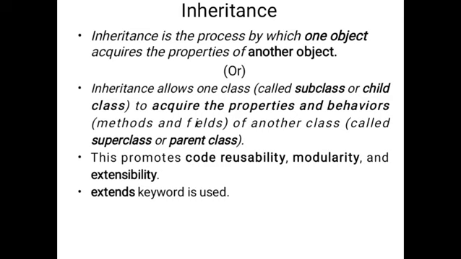Inheritance is the process where one object acquires the properties of another. So one object is the parent class, and another object is the child class. Part A is a parent class, and part B is a child class. Inheritance is when one class, called the subclass or child class, acquires the properties, behaviors, methods or fields of another class, called the superclass or parent class. It promotes code reusability, modularity, and extensibility.